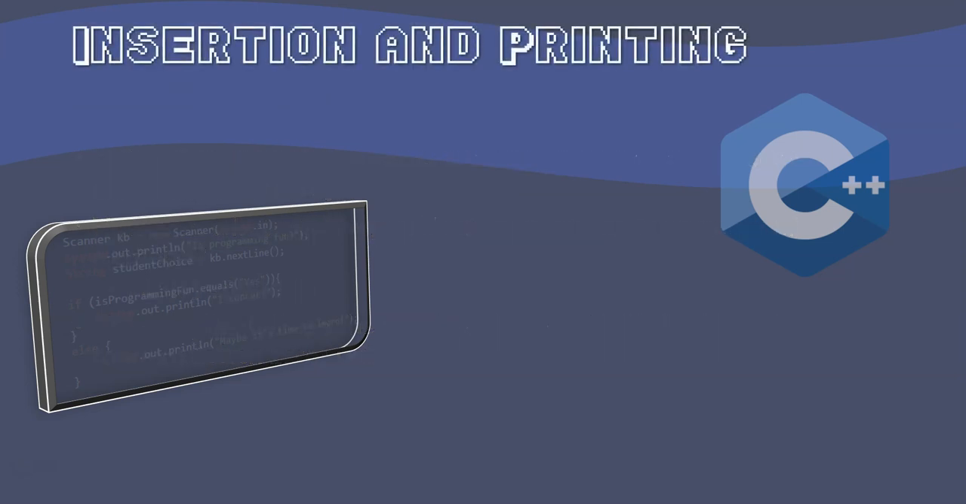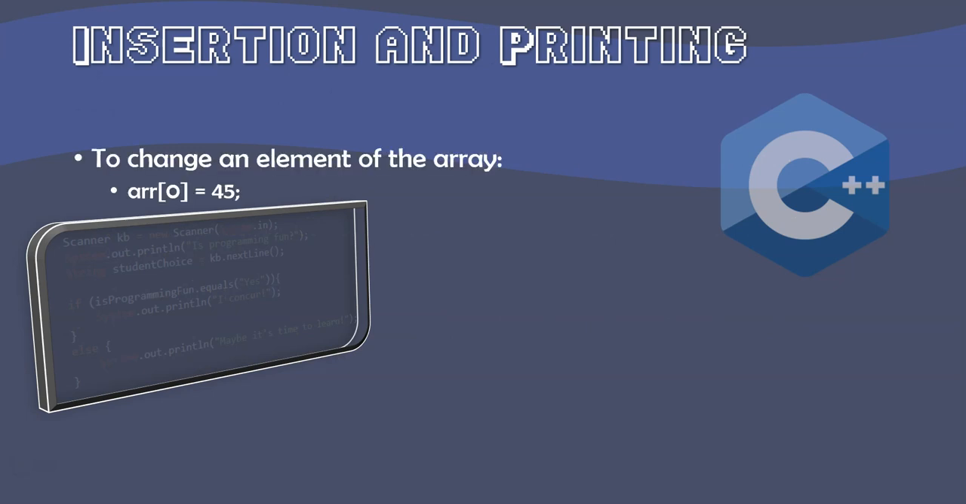Now, what about insertion and printing arrays? And these are things that we know how to do from our other programming languages. So if we want to change an element in this array, it's pretty straightforward. So for example, I say arr[0] = 45. That means it's going to change the value at index 0 to 45. So that first index is now changed.